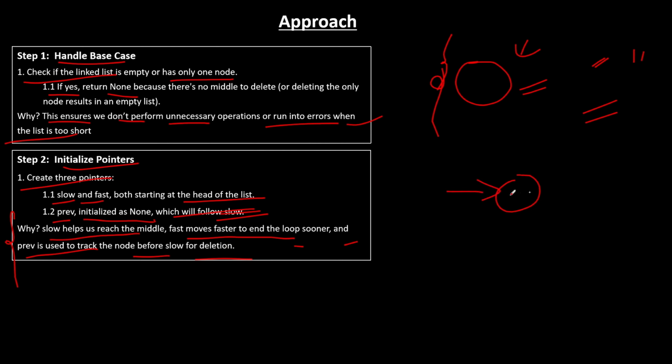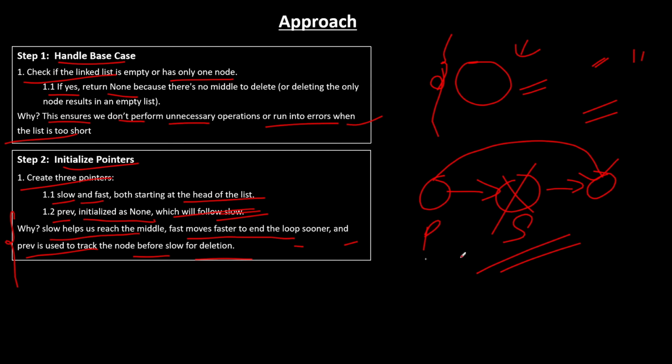If you remember, I showed you in the intuition part that if previous is standing here and slow is standing here, and I remove this slow pointer node, I have to connect the previous pointer node to the next pointer of the slow pointer node. So for that, we need the previous pointer.